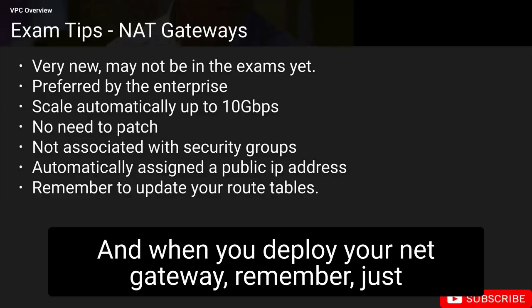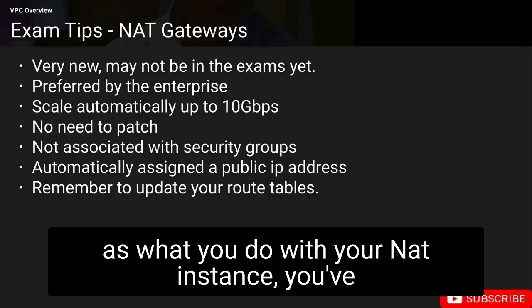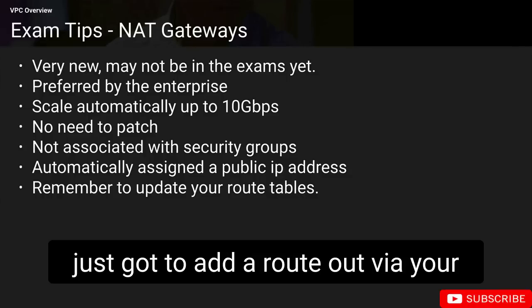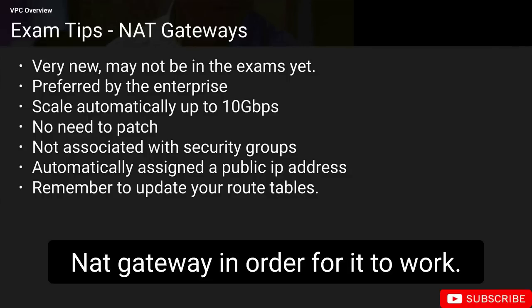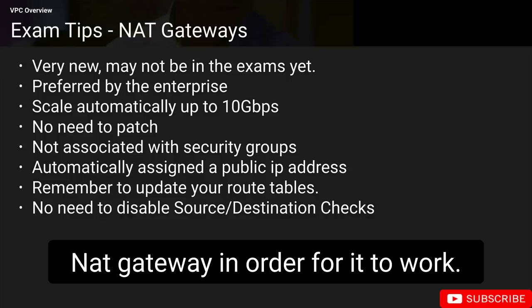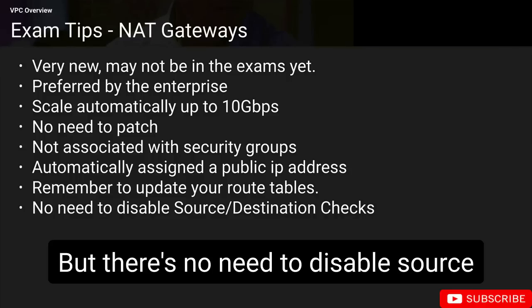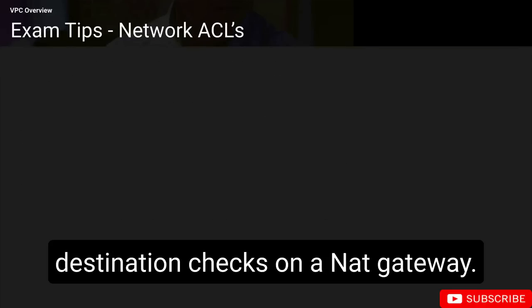And when you deploy your NAT gateway, remember, just as what you do with your NAT instance, you've just got to add a route out via your NAT gateway in order for it to work. But there's no need to disable source destination checks on a NAT gateway.